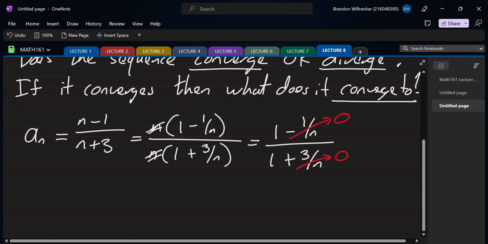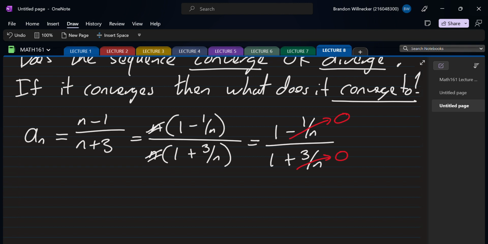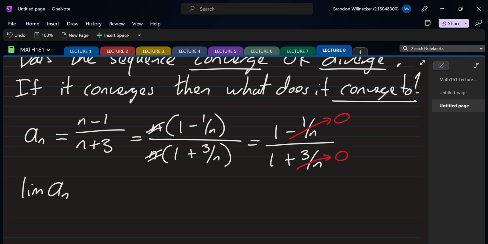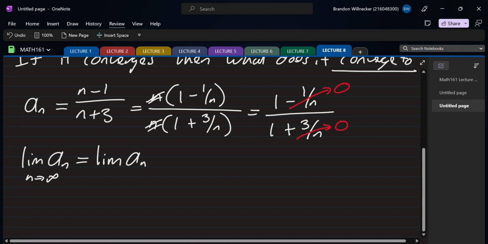So let's write this out properly. So we want to find the limit of a_n. Now, I'm not going to repeatedly write n goes to infinity because that is the default, right? We're not going to take any other limit besides that. So sometimes I'll just forget to write the n goes to infinity, but we know what that means. Okay, so this is going to be the limit as n goes to infinity, but like I said, we're going to leave that out, so this will be the limit of a_n.